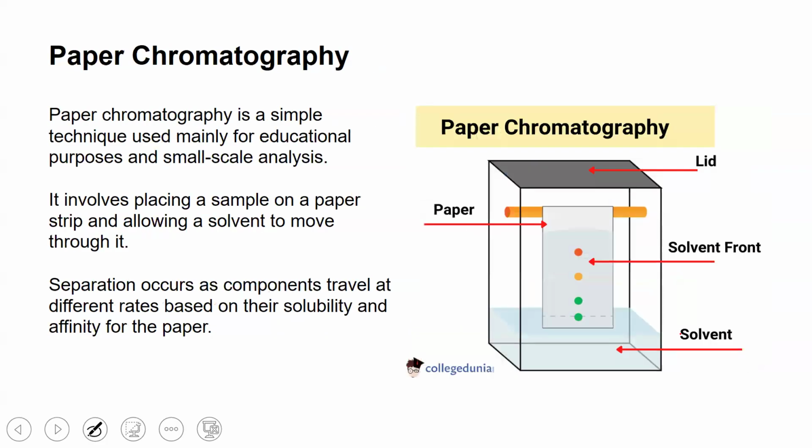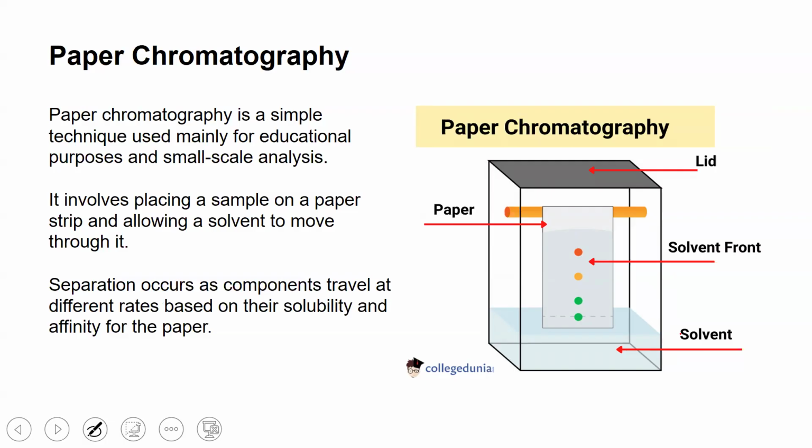Now let's start with paper chromatography. Paper chromatography is a simple technique used mainly for educational purposes and small-scale analysis. It involves placing a sample on a paper strip and allowing a solvent to move through it. The separation occurs as components travel at different rates based on their solubility and affinity for the paper.